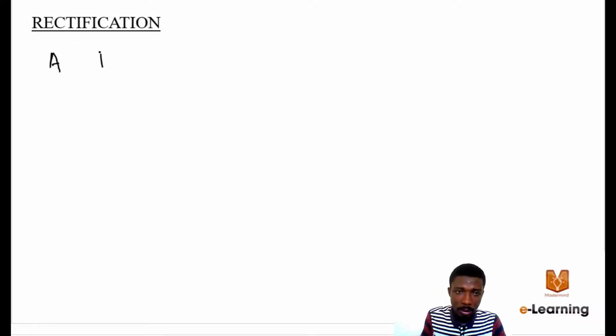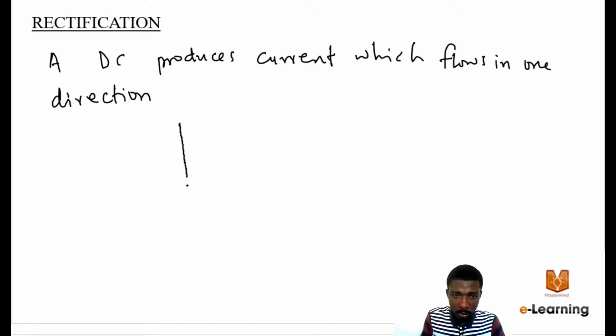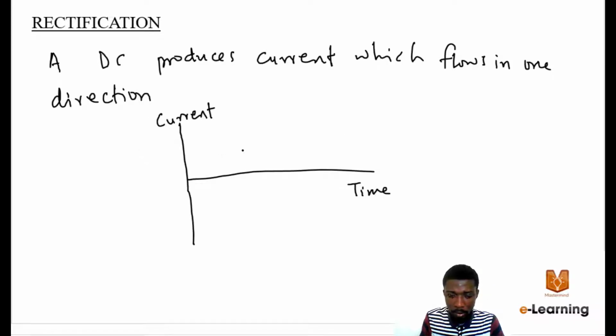A DC produces current which flows in only one direction. Just by way of review, you have the current here and the time here. So you see that this is your positive end and this is your negative end. You see that if this is positive, it goes positive throughout.